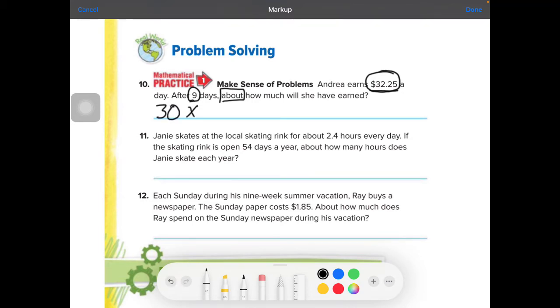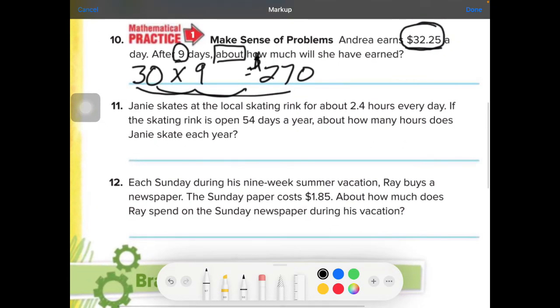Let's try that again. And then I'm going to times it by the 9. And I know that 3 times 9 is 27. Then I'm going to bring that 0 over. And I have $270 is about what she's going to make.